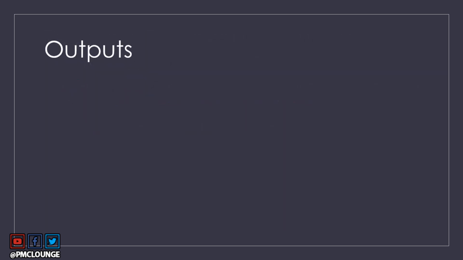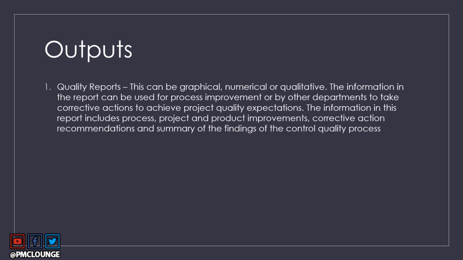What are the outputs of this process? Again, we will not go into detail. We have already covered them in the past, but the first one is something which we will talk about in detail, which is the quality reports. And this is the major output of the managed quality process.